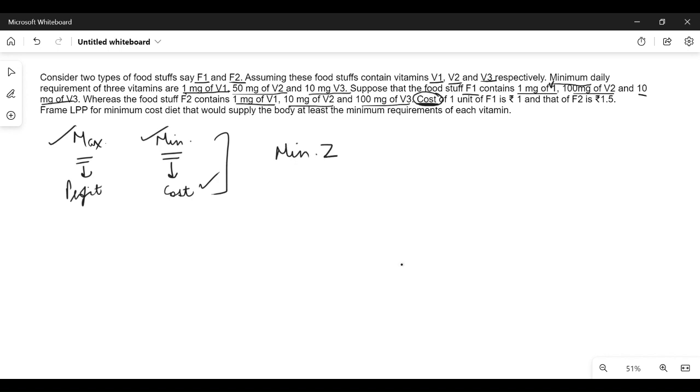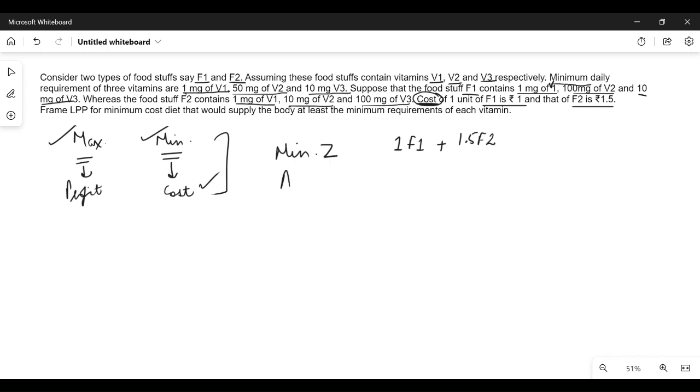So I will write minimize Z. And the cost of 1 unit of F1 is 1 rupee and F2 is 1.5 rupees. We must consider here that there are two foodstuffs, F1 and F2, right? So the cost is given for foodstuffs. This is 1 for F1 and 1.5 for F2, right? So this will be the equation.